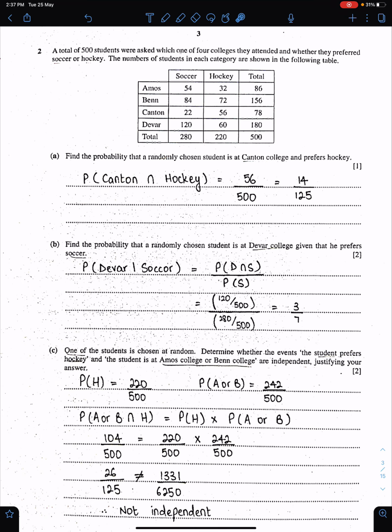Now there is a common point, the intersection of H with A or B colleges. So 32 plus 72, which is 104. So the intersection is 104 over 500. For independent events, this condition must be verified. So this is 10 upon 500. This is 220, whereas this is 240. Since this equation is not verifying, therefore events are not independent.